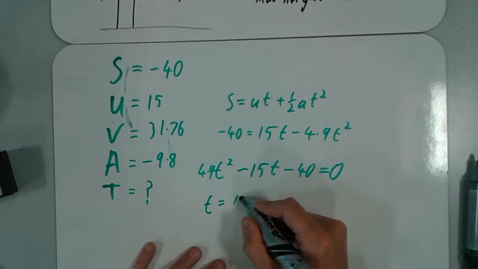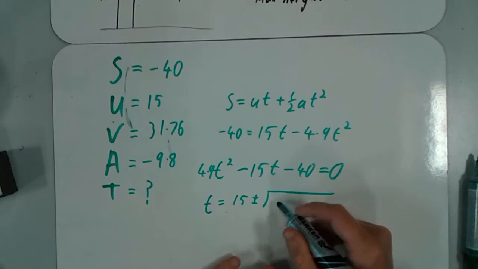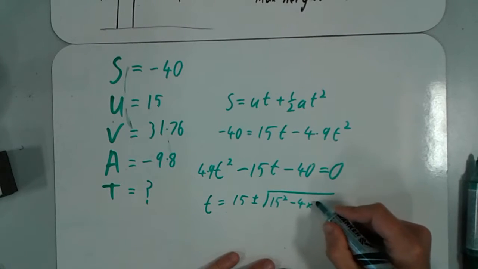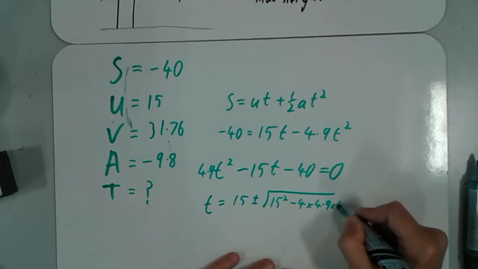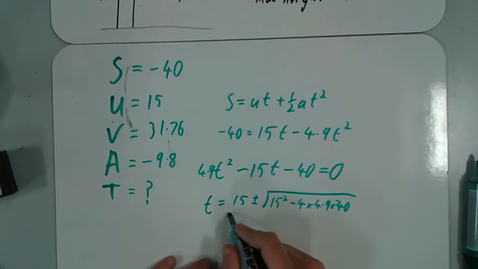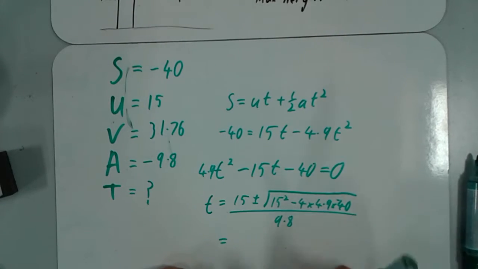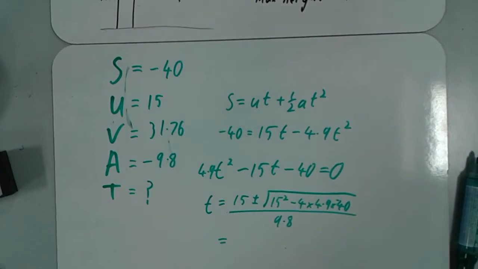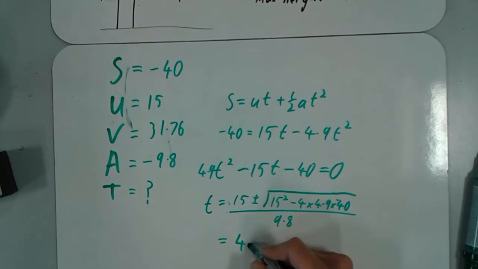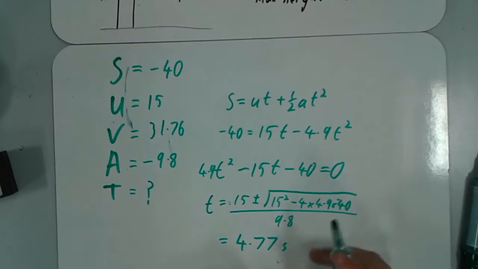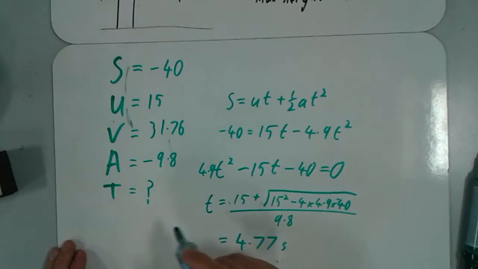T is equal to 15 plus or minus the square root of 15 squared minus 4 times 4.9 times minus 40, all over 2 times 4.9, that is 9.8. So plugging that in gives us 4.772. That's probably too accurate, 4.77 seconds. I've only considered the positive root here.